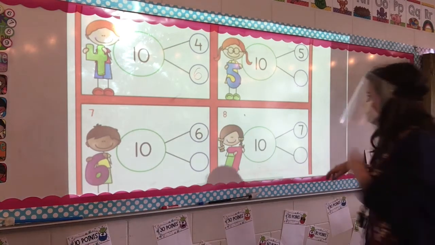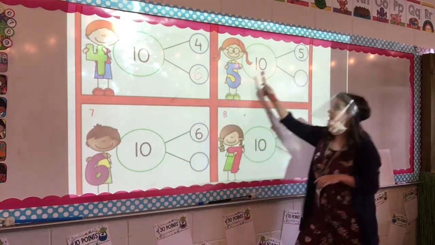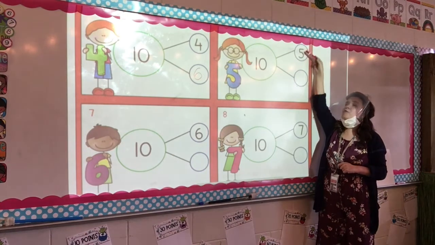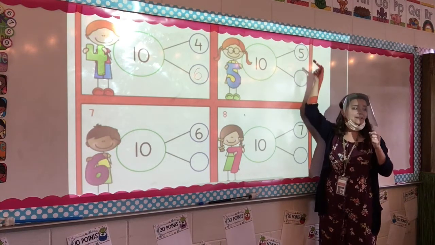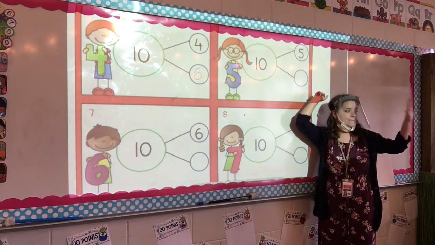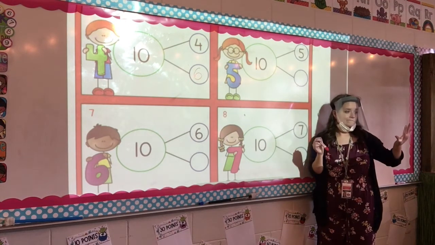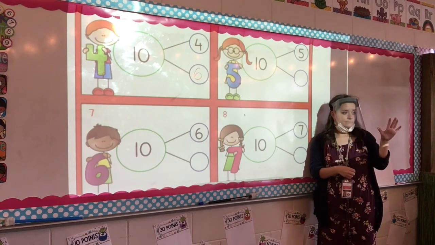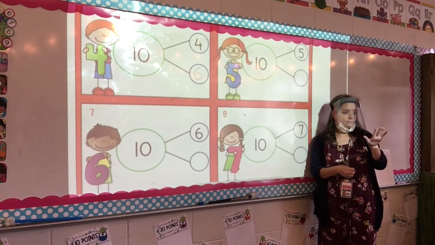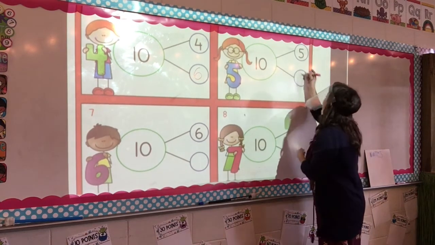That's okay. Okay, so what about 10 and 5? If one of my parts is 5, what does 5 need to make 10? Aiden? Yeah, 5 needs 5.